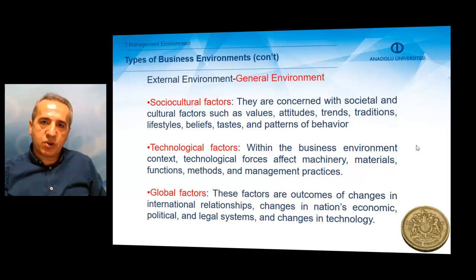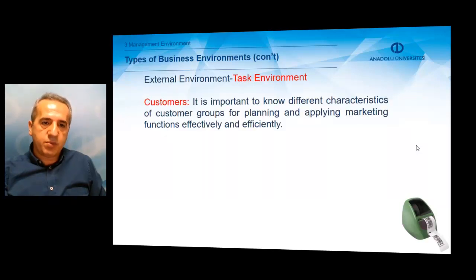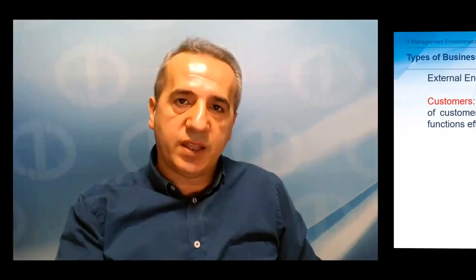One last item we need to talk about in the general environment elements is global factors. These factors are outcomes of changes in international relationships, changes in nations' economic, political, and legal systems, and changes in the technology. After talking about the general environment, now we can focus on the task environment. As we said before, the task environment influences the business organization very much, and it's a direct influence.